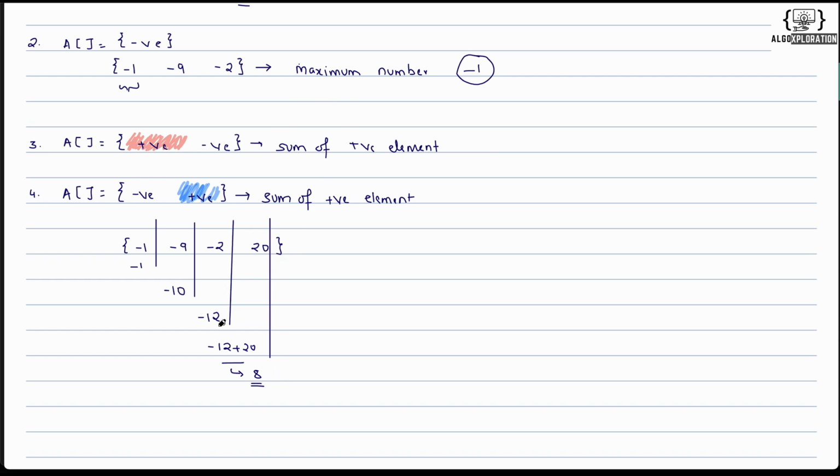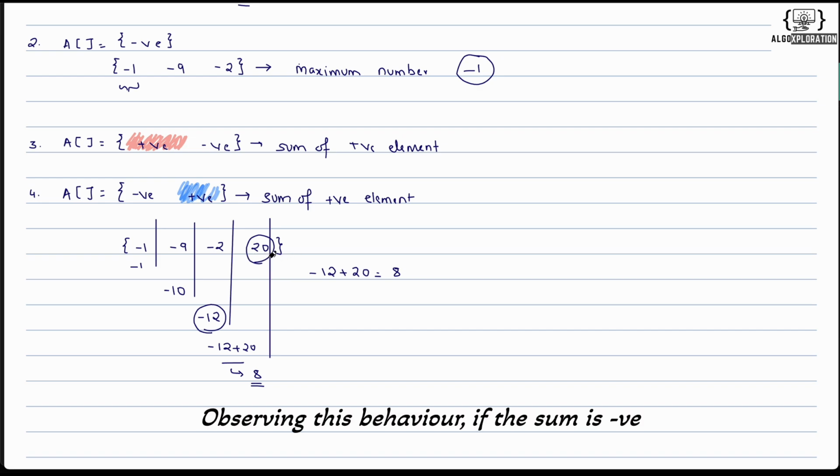Now we can see that this -12 is actually hampering our answer. We are adding this negative value to our positive sum, right? Due to this we are getting the answer as 8, but actually the answer should be 20, right? So observing this behavior, if the sum is negative, we will not propagate this negative value forward.